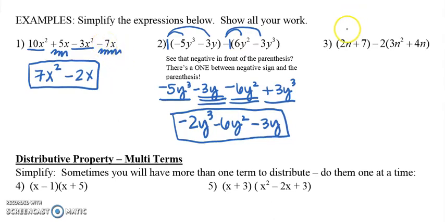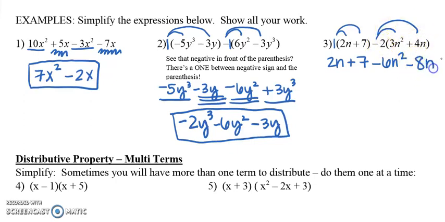So looking at 3, it looks very similar. So again, there's just a 1 here. So really, nothing changes here. So 2n plus 7. But here we're distributing a negative 2. Negative 2 times 3n squared is negative 6n squared. Negative 2 times 4n is negative 8n.